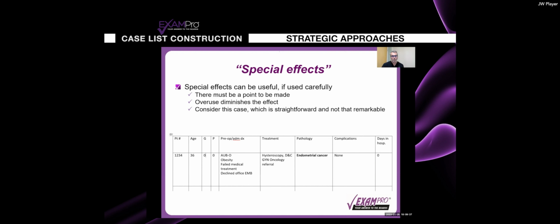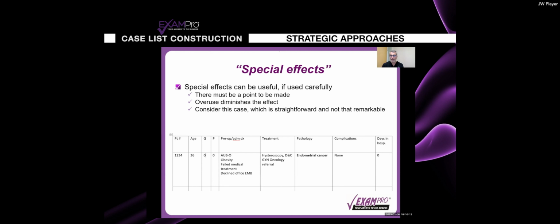This is a 36-year-old G0 diagnosed with, in the pre-op column, AUBO. So this tells me abnormal uterine bleeding associated with anovulation. She has obesity. Both of these first two diagnoses are risk factors for endometrial cancer, so that would certainly be in my mind. She failed medical treatment, okay, and that would be a reason to proceed with sampling. I would often do this in the office. It's been clearly documented by this candidate that she declined an office biopsy. And so the patient went for a hysteroscopy D&C.